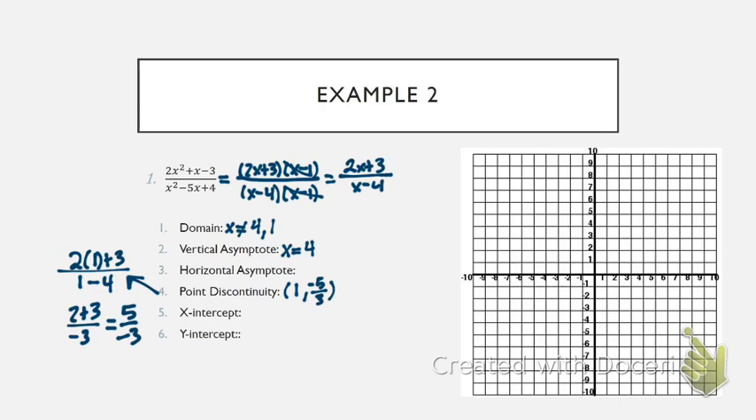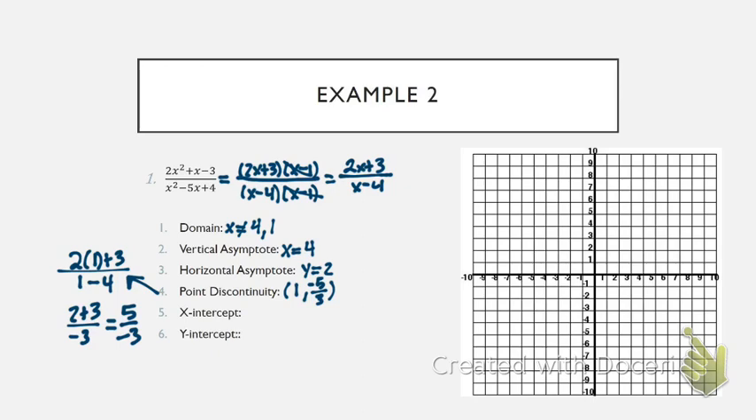My horizontal asymptote, we look at the degree of the numerator and the degree of the denominator. I have x squared up top and x squared on bottom, so that's the same degree. The degree of the numerator is equal to the degree of the denominator. So if they're equal, we divide the coefficients. The coefficient of the numerator is 2. The coefficient of the denominator is 1. And 2 divided by 1 is 2. So we divide the coefficients because the degrees are the same, and we get 2.